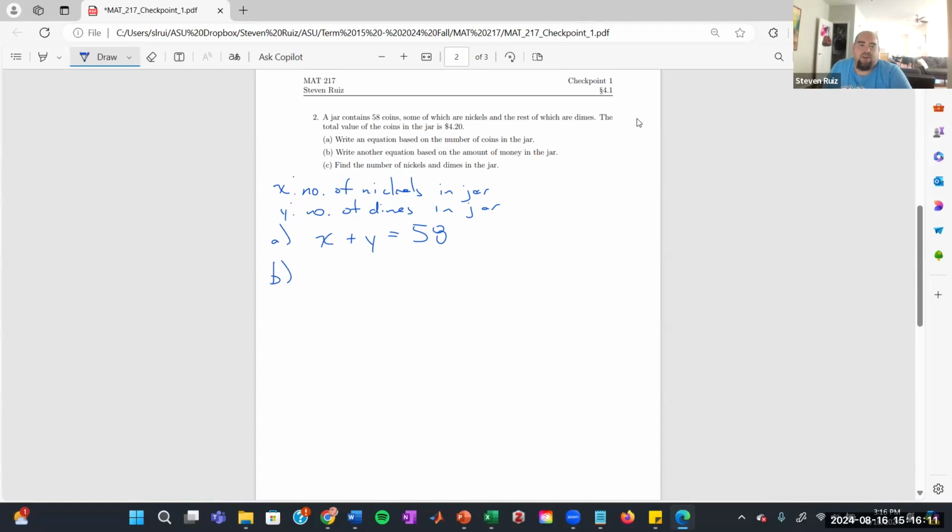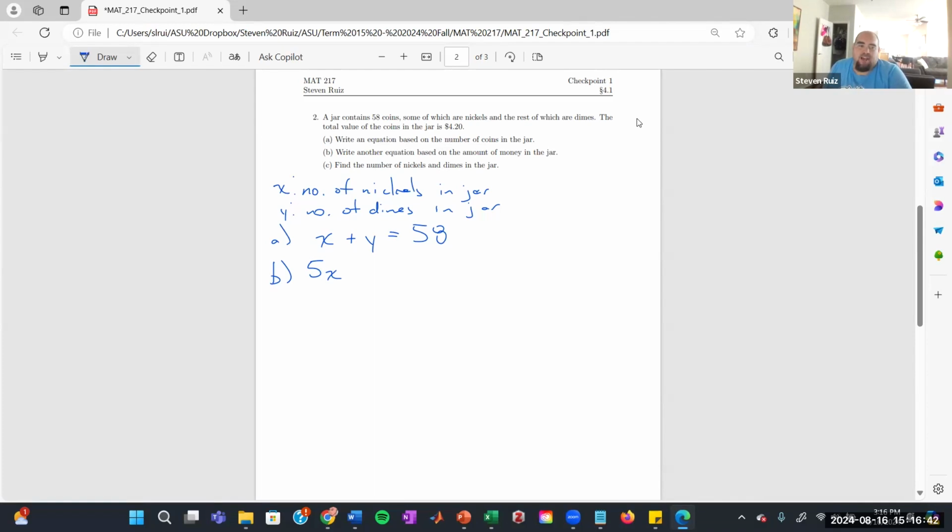That's why we need the second equation. And the second equation is based on the amount of money in the jar. So now it matters not only how many coins there are, it matters what kind of coins they are and how much they're worth. So every nickel has a value of 5 cents. If I take 5 times the number of nickels I have, that'll give me the number of cents that come from nickels.